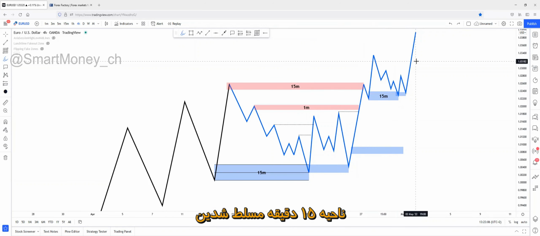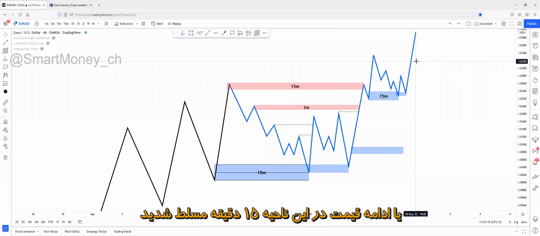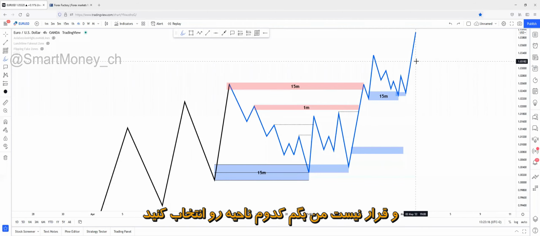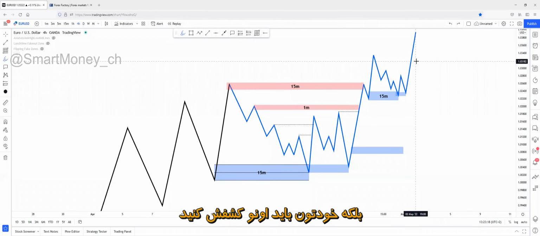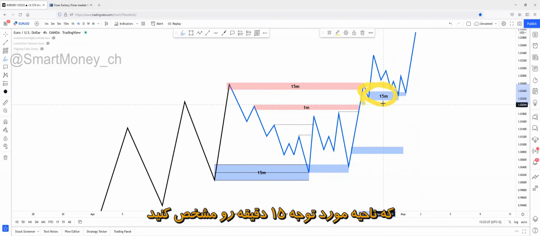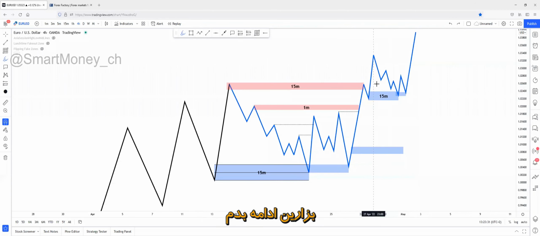And once you're getting better with the 15-minute POIs, the 15-minute taps, change of characters, concatenations, etc., then you'll be able to choose the 1-minute zone. And I won't tell you which zone you will choose. You have to figure it out for yourself. By experience, by chart time, by muscle memory, you'll know which zone to choose. But for now, I'm asking you to only choose the 15-minute POIs. Okay, understandable? I hope yes. Don't answer. Let me just continue.